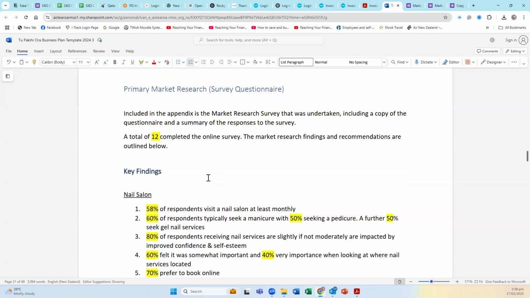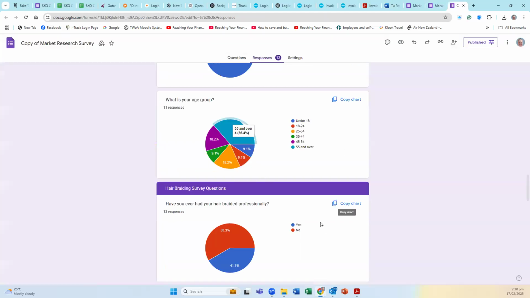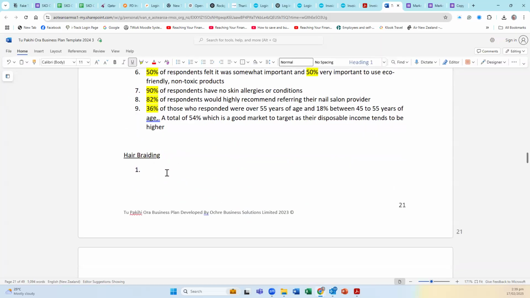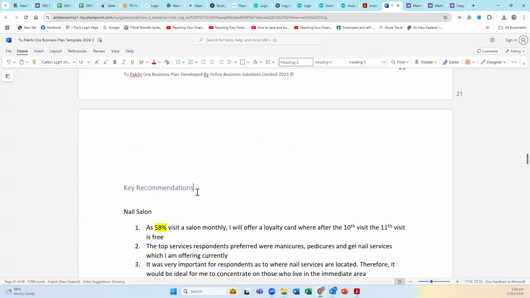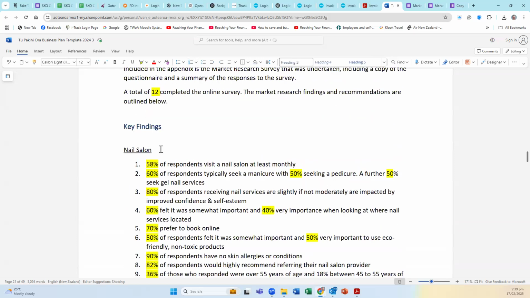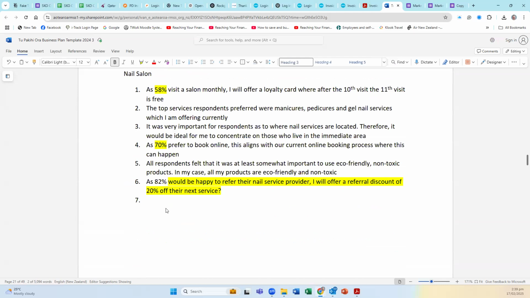Okay. So now that we've done that, we've done the key findings already for the nail salons, and I've put down 9 key findings based on those graphs. What you guys will need to do is do the same thing, key findings, but for the hair braiding part of the questionnaire. Now we've also done the recommendations for the nail salons based on the findings that are outlined here. So what we did was come up with some of those key findings.